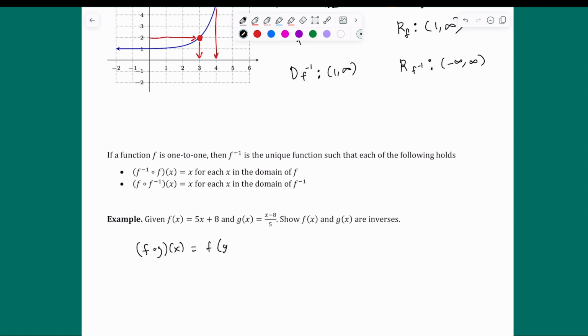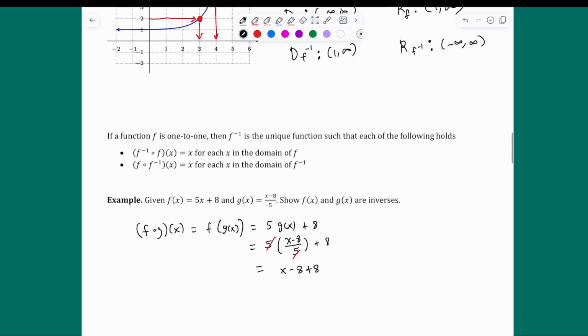This is f of g of x, which is going to equal 5 times g of x plus 8. But what is g of x? g of x is (x minus 8) over 5, plus 8. The 5s will cancel, leaving us with x minus 8 plus 8, which equals x. So for each input in the domain of g, the output is x.